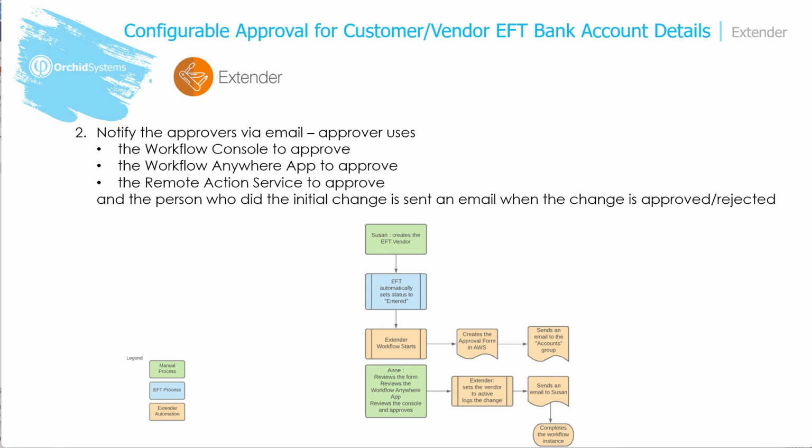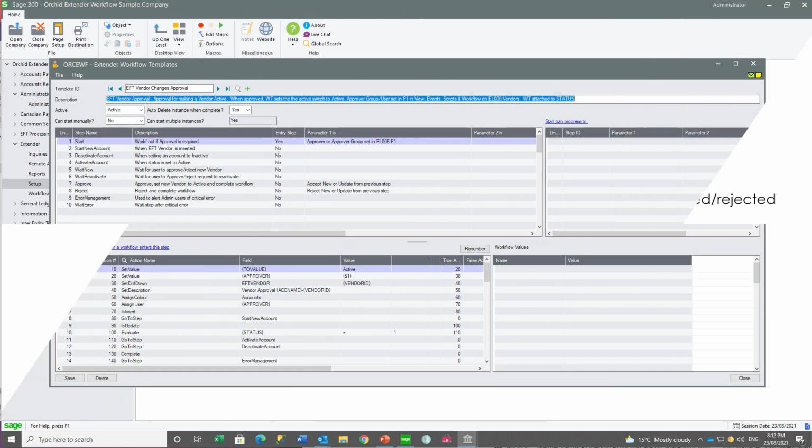When Anne receives the email, she's going to review the form in AWS. She's going to review the instance using the Workflow Anywhere app, and then she's going to use the console to approve the EFT record. Once approved, Extender is going to set the vendor's status to active and log the change has happened, and send Sue an email to say that her changes have been approved, and then complete the workflow instance.